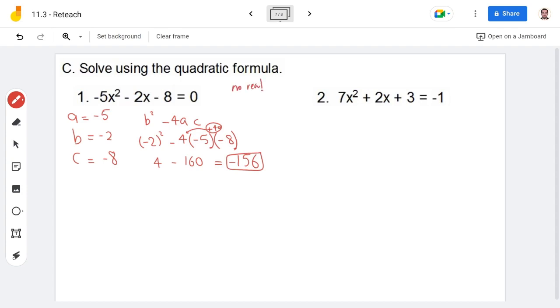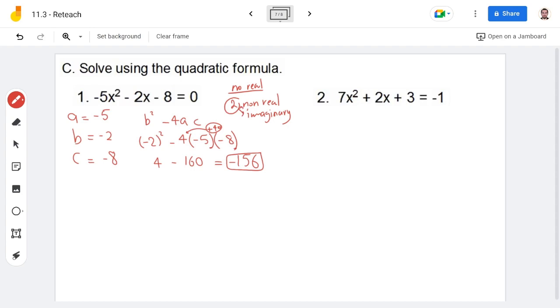But how many imaginary numbers? Okay, 2 imaginary solutions. Or let's call it none, not imaginary. Let's call it 2 non-real solutions or imaginary. Okay, I write it twice to differentiate. So 2 non-real or imaginary.